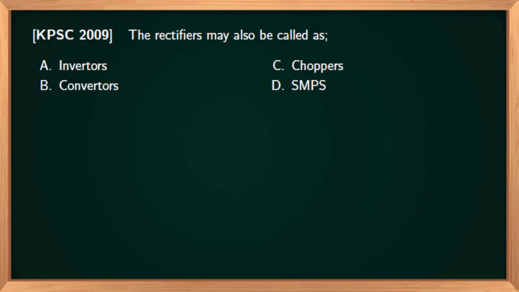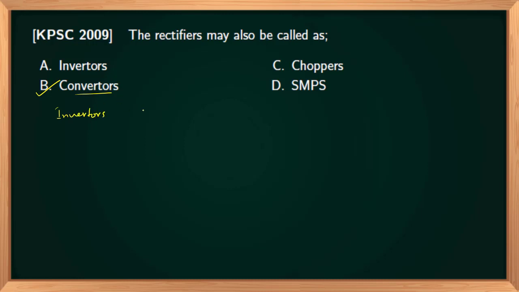In this session, we will discuss a few questions from electronic circuits, and these questions are taken from various question papers of the Kerala PSC exam. First question: the rectifier may also be called as option A, inverters; option B, converters; option C, choppers; option D, SMPS. Correct option is converters.